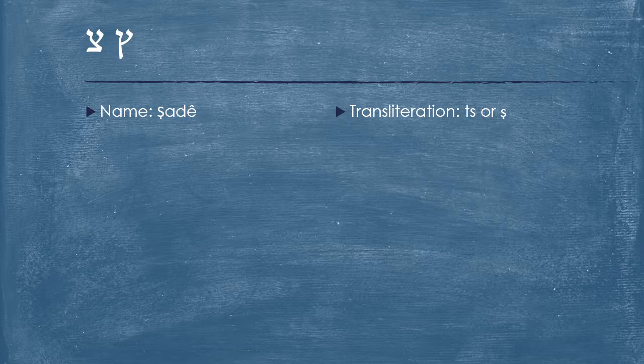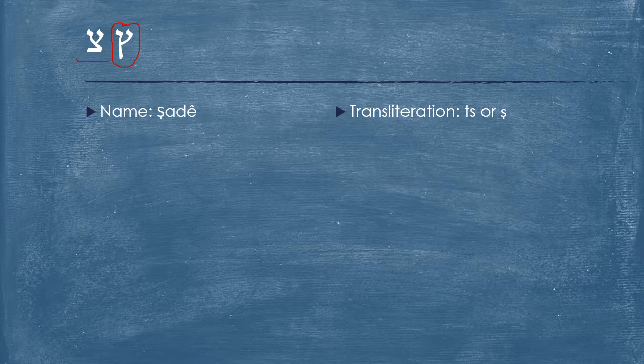The next letter is tsadi. Notice whenever I pronounce that, it's not merely an S sound, but it makes the sound of a TS together. Tss, tss. And it also occurs with a final form here on the right, or if it's at the beginning or the middle of the word, you'll find it here on the left.